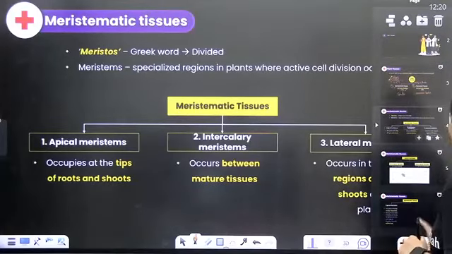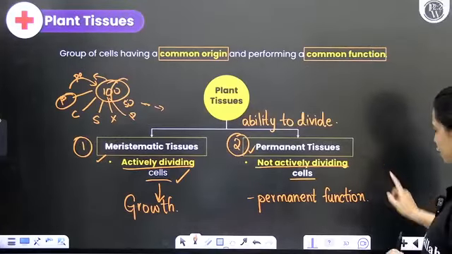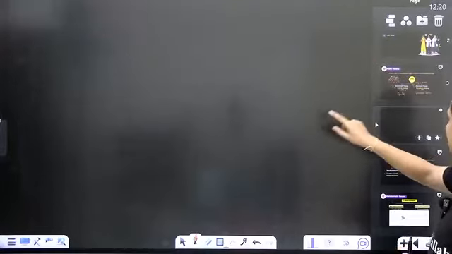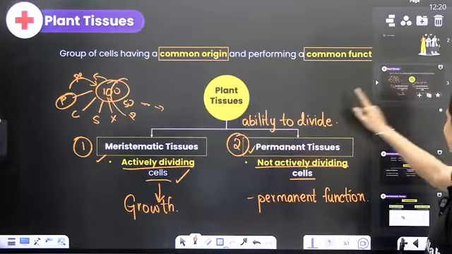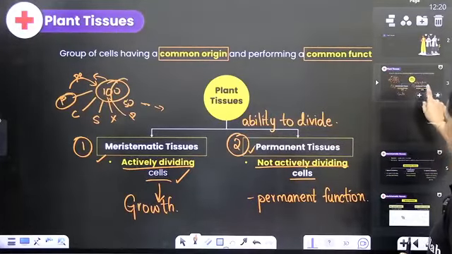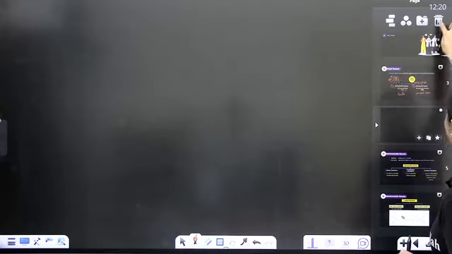Now let's first talk about meristematic tissue. This meristematic tissue first, and then we'll talk about permanent tissue. Okay, we'll start off with meristematic tissue.